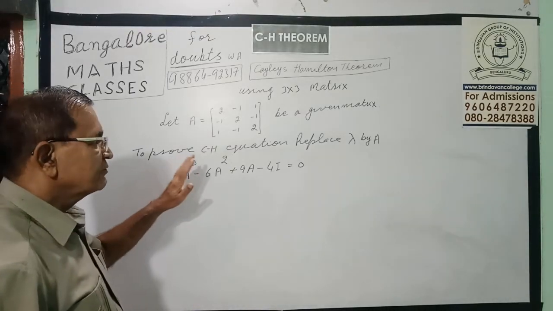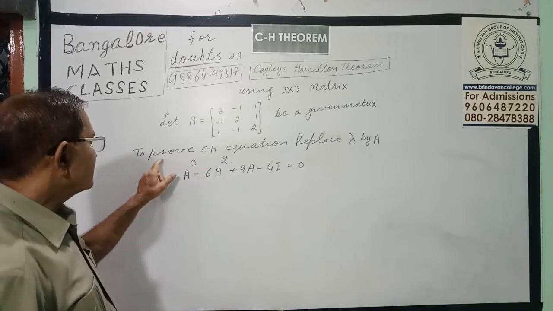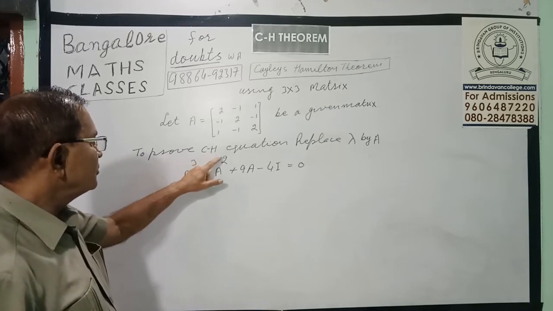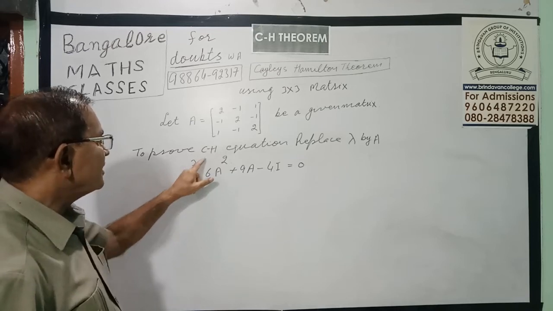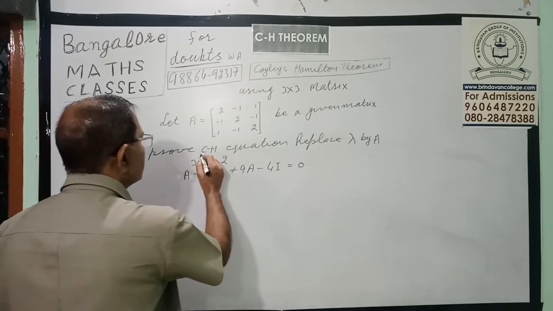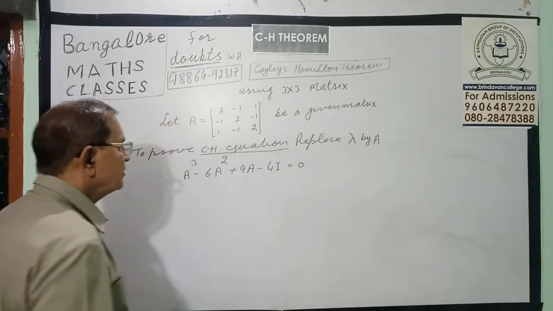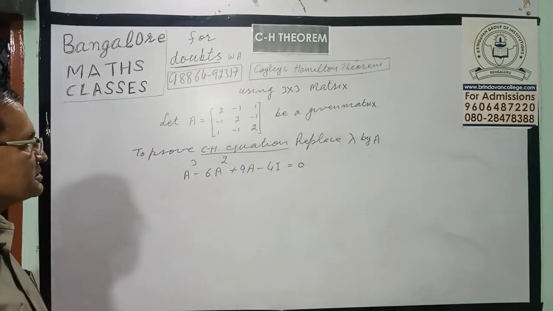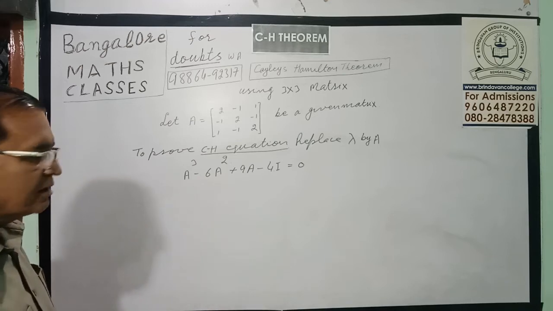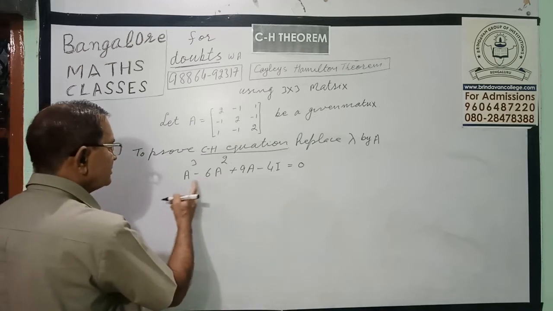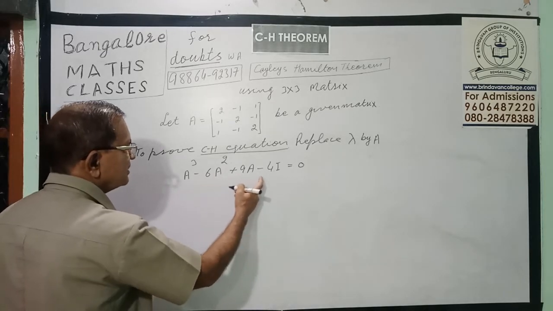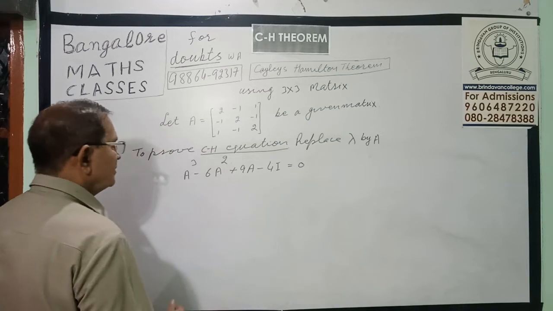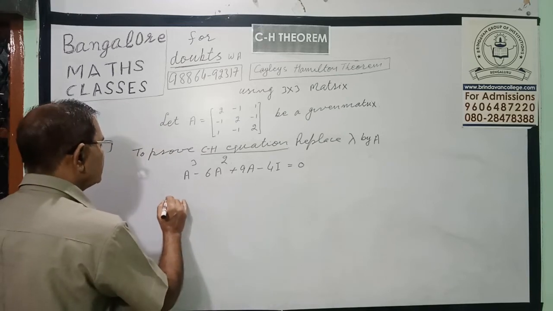See, characteristic equation we have got. From the characteristic equation to prove CH theorem, first change it to CH equation. This equation is called CH equation. To prove CH equation, replace lambda by A. So we will get CH equation, that is A cube minus 6A square plus 9A minus 4I equals 0. Now find out A cube.